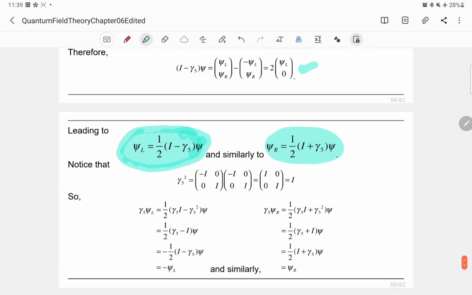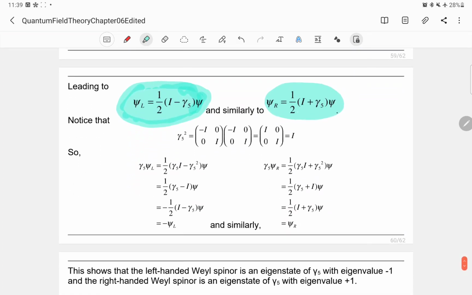Now gamma 5, if you square it, it will just be the identity, and gamma 5 applied to the left-handed component of the spinor, you will have this one, and so you will have a negative sign. This means that the eigenvalue of gamma 5 applied to the left-handed part of the spinor is -1, and for the right-handed you will have +1.